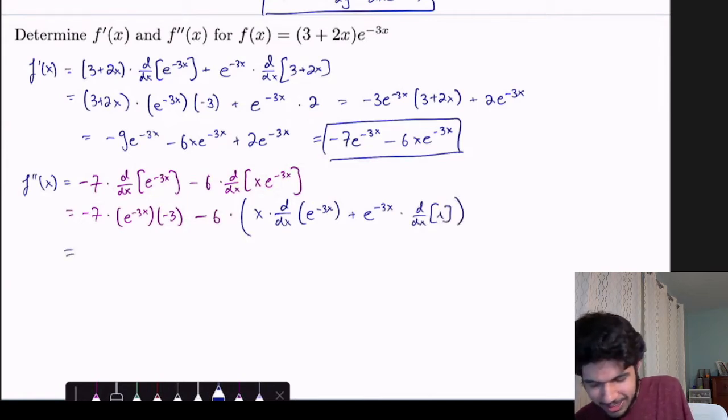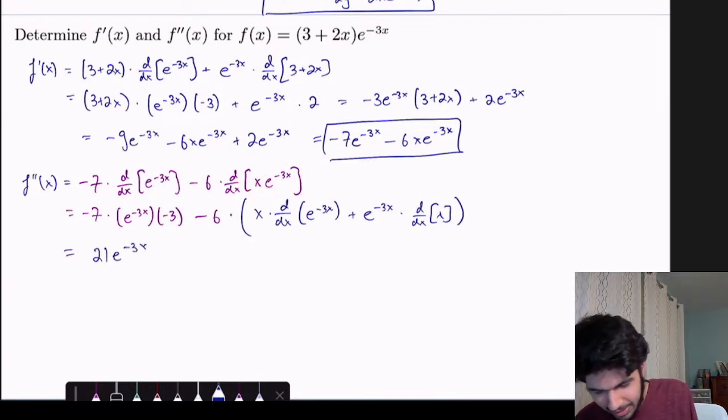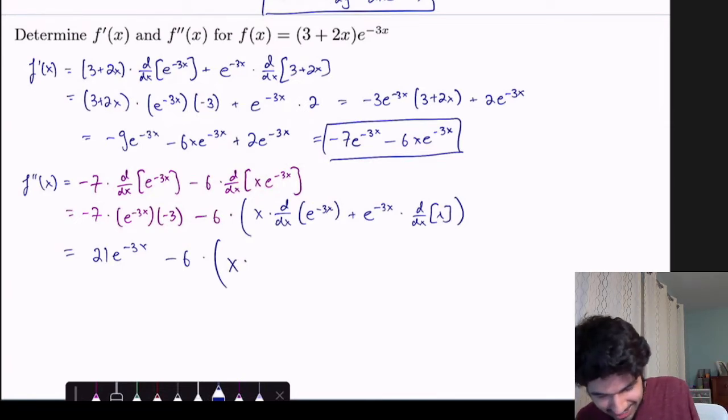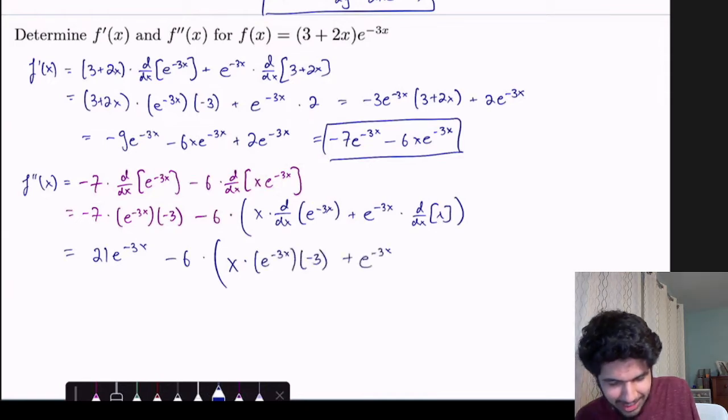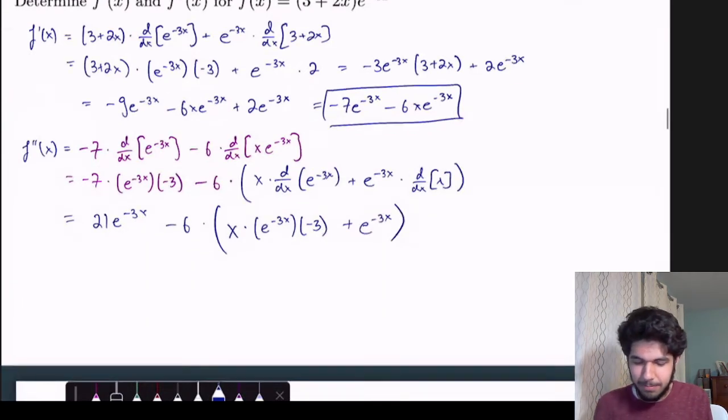Do a little simplification on this first term. That gives us 21e to the negative 3x. And then we're subtracting 6 times x times d dx of e to the negative 3x. You better have this memorized now. It's the third time we're doing it. e to the negative 3x times negative 3, plus e to the negative 3x. d dx of x is just 1, so we don't need to add anything.